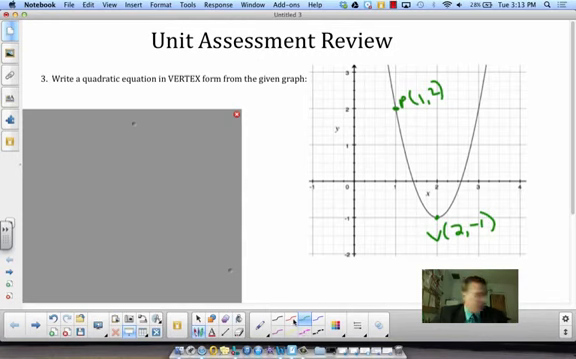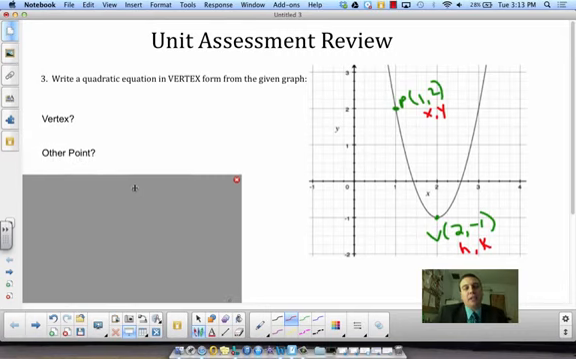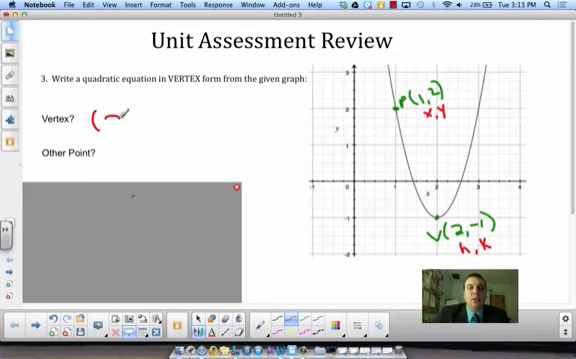So right here, this is h. Here's k. Here's an x value, and here's a y value. So now as I look through here, I've got my vertex and I've got my other point. My vertex is located at 2, -1, and then my other point is located at 1, 2.